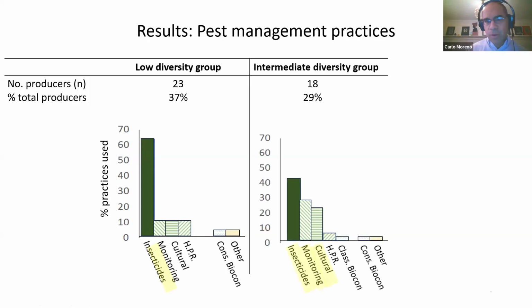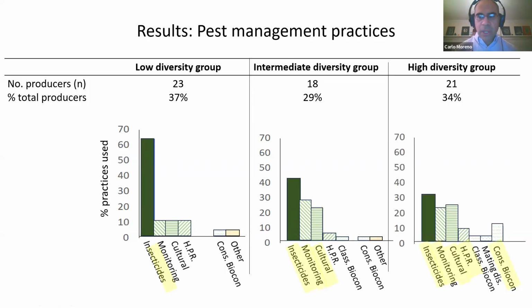We also had almost a third of them that fell into this intermediate diversity group. These producers were still using quite a bit of insecticides, but were also including some level of monitoring and cultural control. And finally, we had this high IPM diversity group, which is almost a third. Interestingly, we had almost a perfect third split. This group was utilizing insecticides, monitoring, and cultural control, but also a fair amount of host plant resistance and conservation biocontrol amongst their slew of practices.